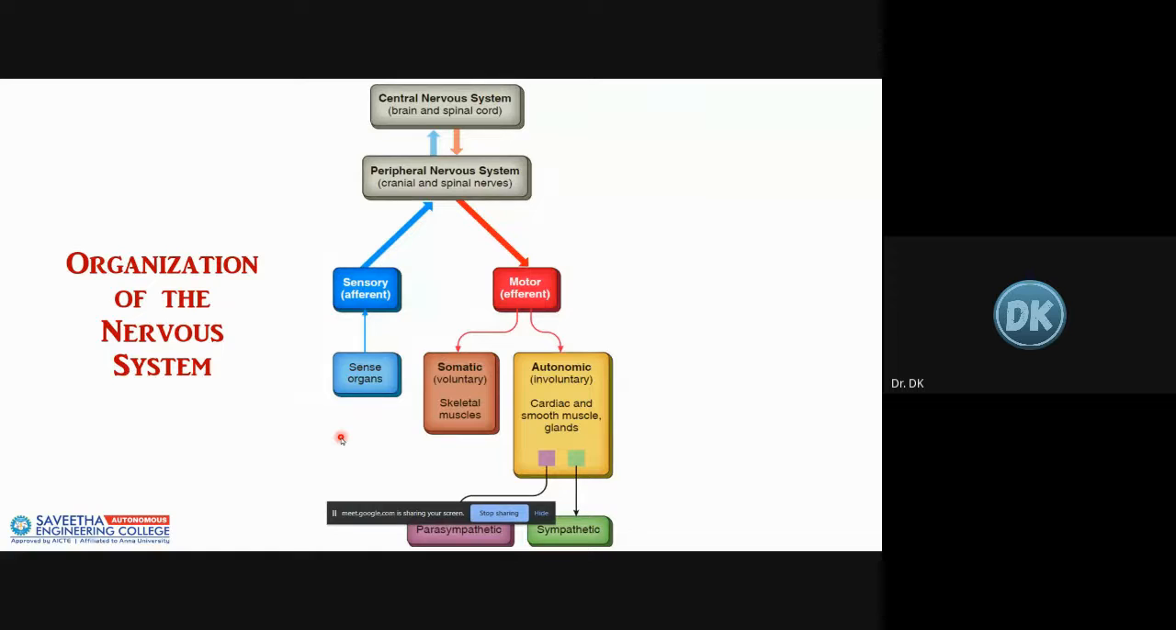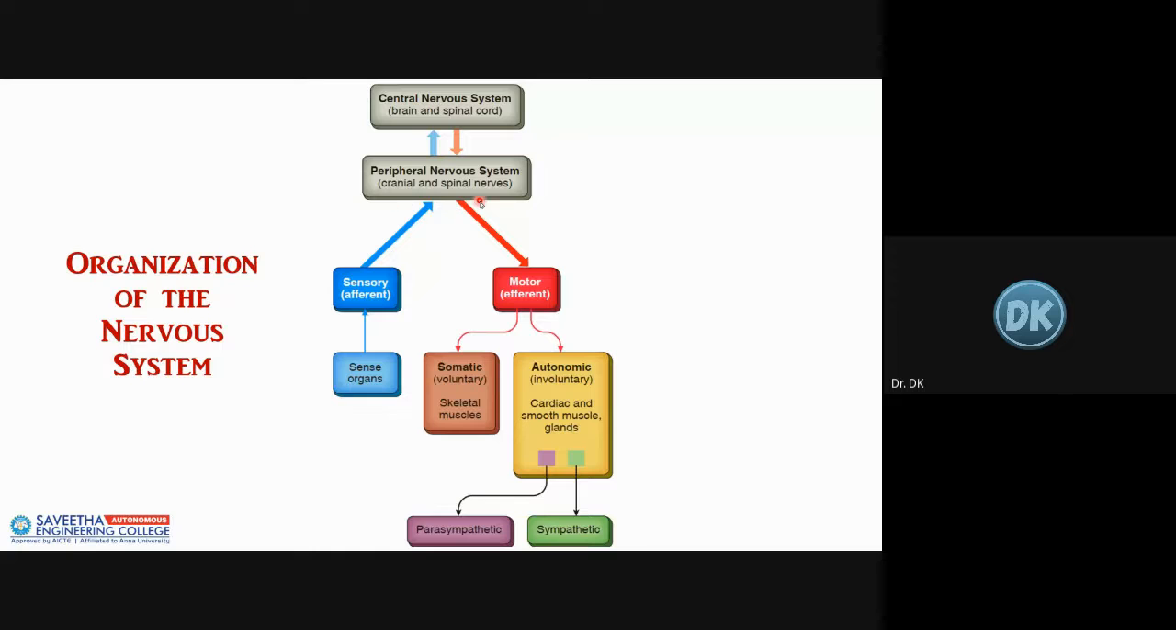next thing is organization of the nervous system. So how we are going to classify the nervous system? First thing is your central nervous system, another one is peripheral nervous system. Central nervous system is your brain and spinal cord. So your brain and spinal cord are the main controllers of your body. So we call it as the central nervous system. Next thing is peripheral nervous system. The nerves that come from the brain and spinal cord, those nerve connections we call as peripheral nervous system.